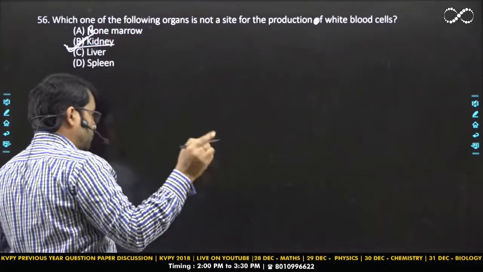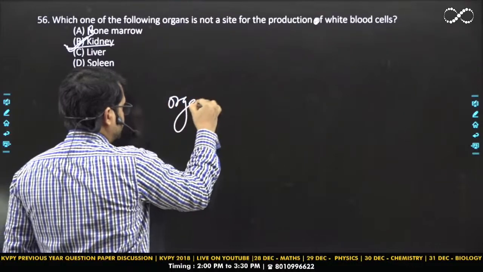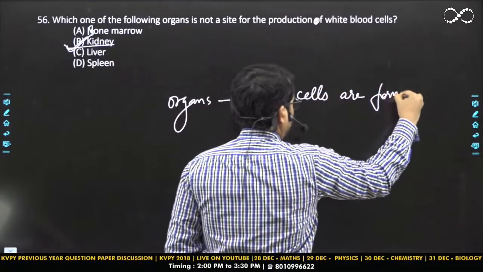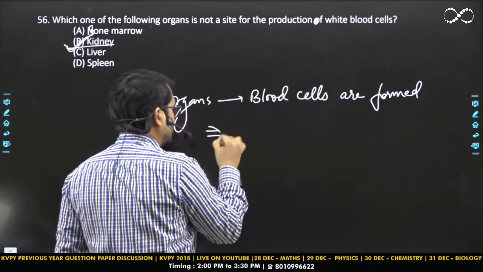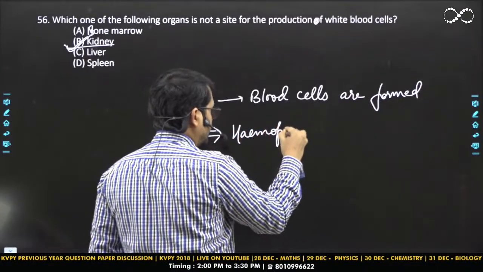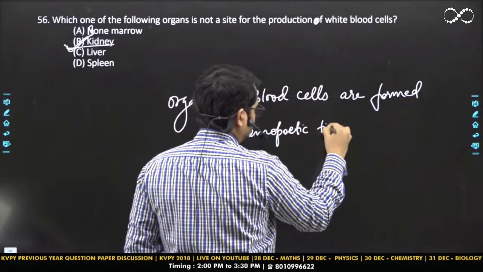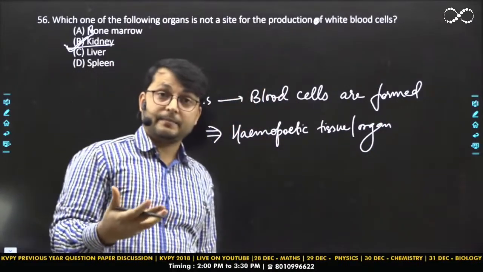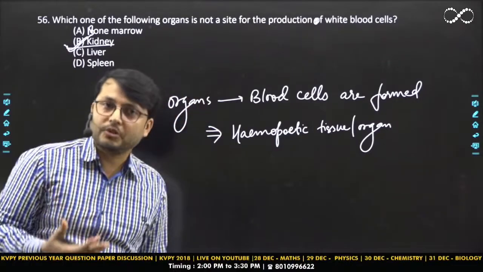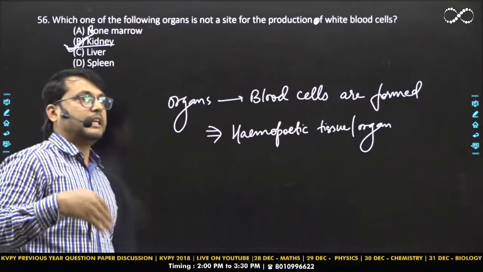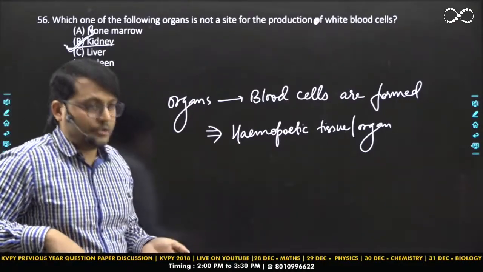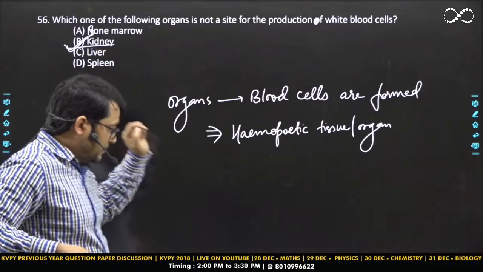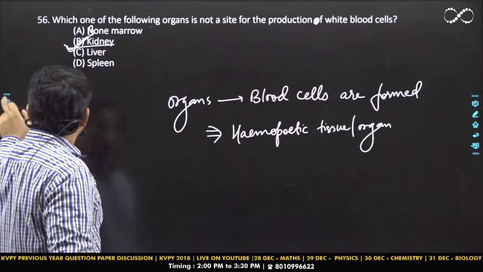Okay. Now, let me tell you one more thing. The organs where blood cells are formed, okay, what do we call all of these? We call them hemopoietic tissue or organ. The process of blood formation is called hemopoiesis. The site of hemopoiesis is called hemopoietic tissue or hemopoietic organ, right? So this question can be rephrased as, which one of the following is a hemopoietic organ, or which one of the following is not a hemopoietic organ, right? The answer would remain the same. Great. Okay. Very good. Well done.